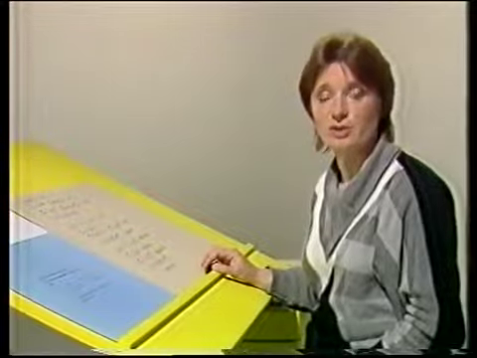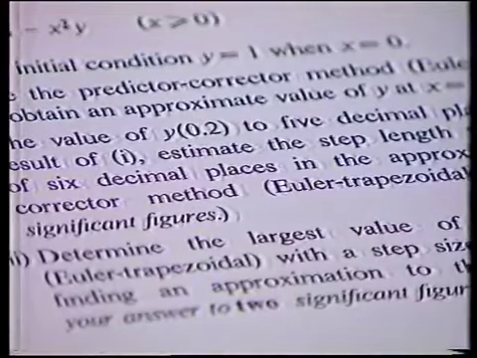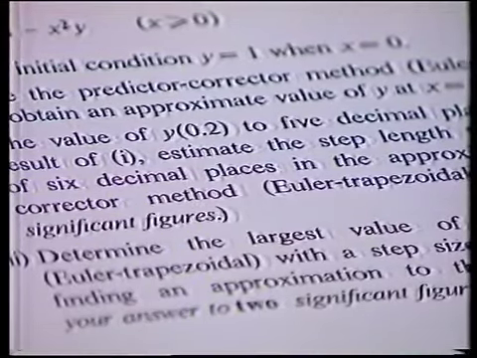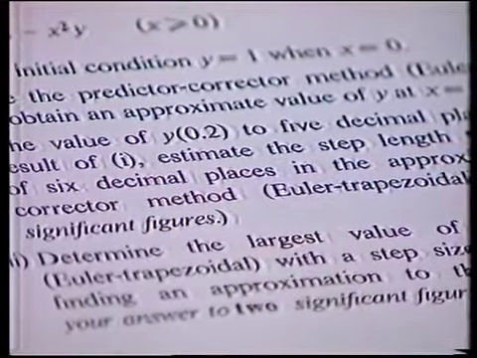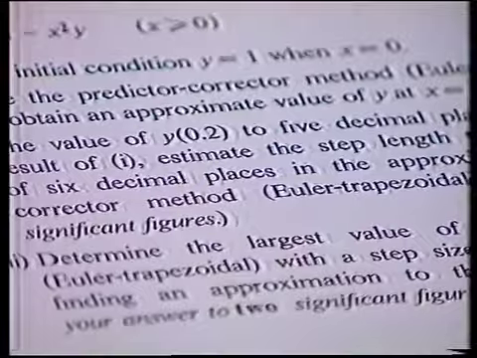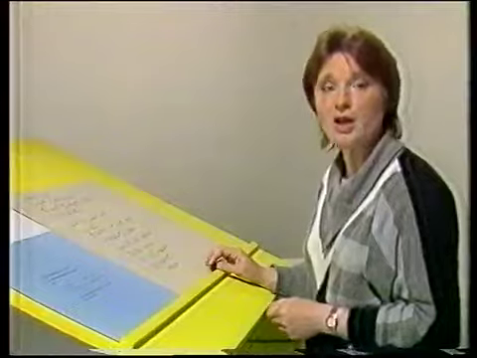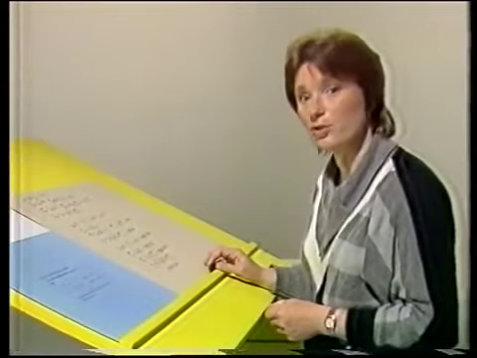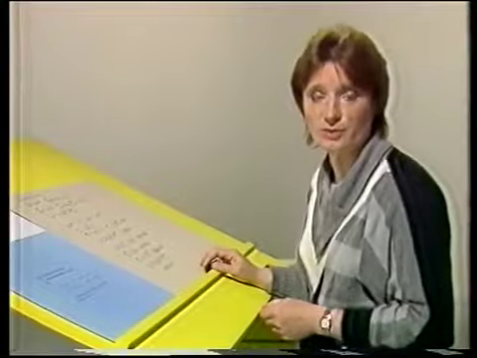Now for the rest of the question. Part 2 first. The question asks us to find the step length needed to give an accuracy of 6 decimal places for the approximation to y at 0.2. In other words, to find a value of h. Now this time, the handbook's not quite so helpful, but your experience during the course should guide you.